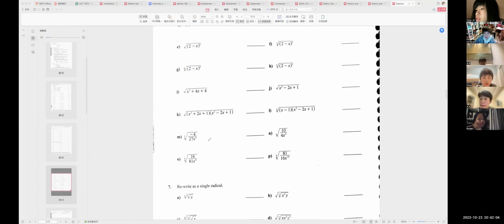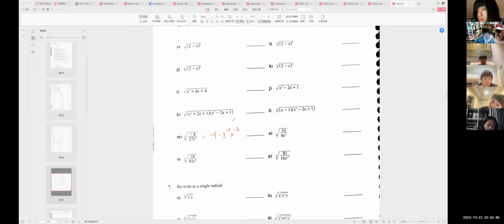Okay, so let's take a look at this one. So this part, we have the cube root of -4 over 27x to the power 6. Okay, so this part is quite hard. If this is -8, it will be a little bit easier, but unfortunately not. But we can do that. So the answer is -4 times 3 to the -3 and x to the -6.